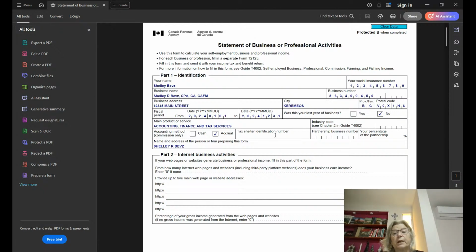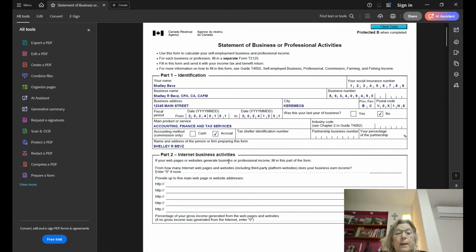Okay. Tax shelter identification numbers. I'm not going to get into this. This is beyond the scope of this course. A tax shelter is unique. It's assigned by Revenue Canada. It's generally considered high risk. Okay, so I'm not going to get into that for educational purposes. This is for the average person with a small business. Now, if you were a partner, you'd put your partnership percentage there. And then the name and address of the person preparing the form. Well, I'm preparing it myself. If you're preparing it yourself, you would put your name there. If you're a CPA or you have a tax preparer that's preparing it, you would put their name.